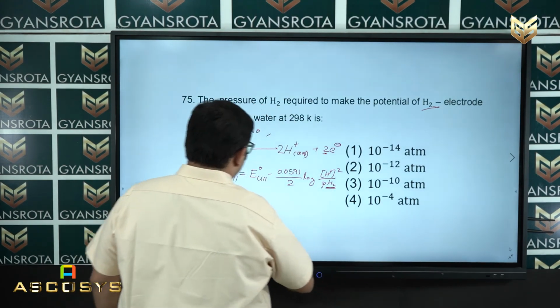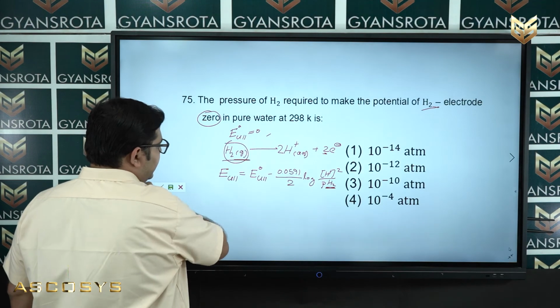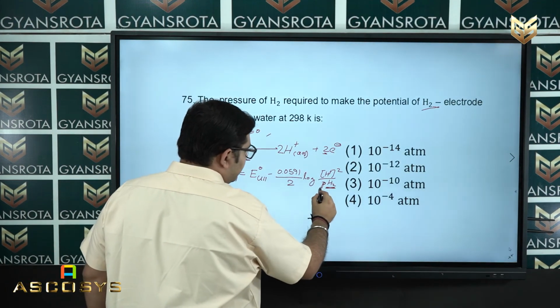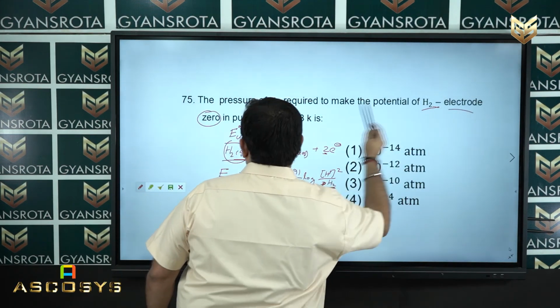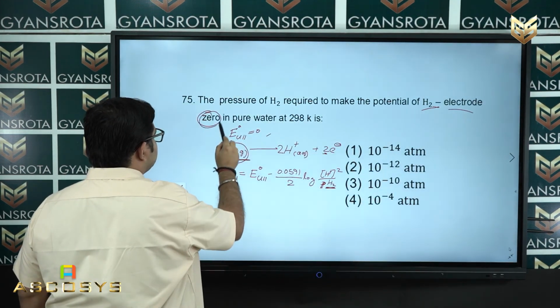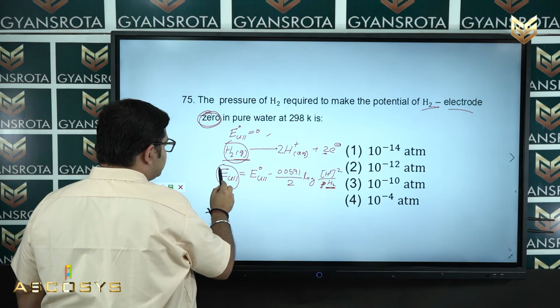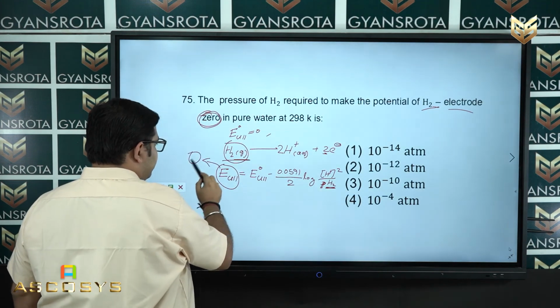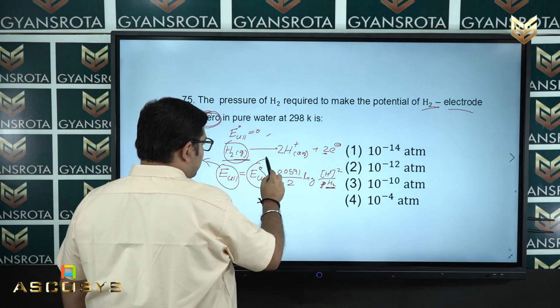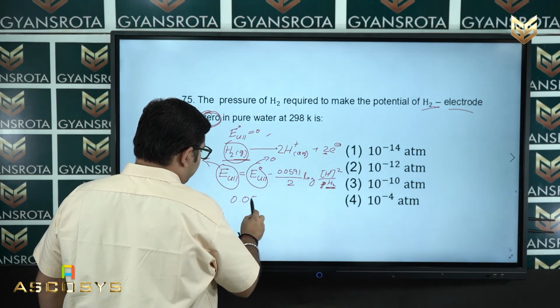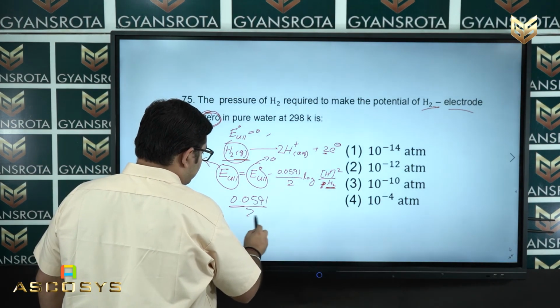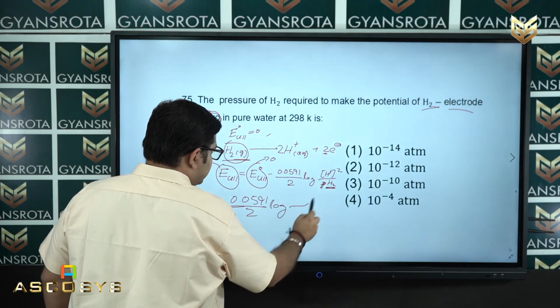Why are we taking pressure? Because hydrogen is present in gas form. So for a gaseous species we have to consider the pressure. Now they are mentioning that the electrode potential is 0 in pure water. So E cell should be 0. If E cell is 0, E naught cell is also 0. So what we have left is 0.0591 by 2 log of H plus ion concentration.